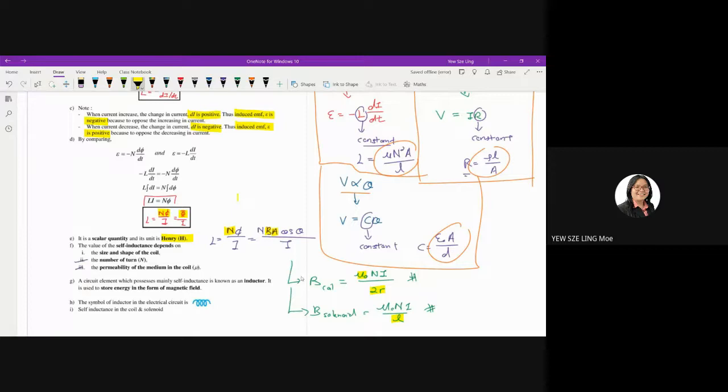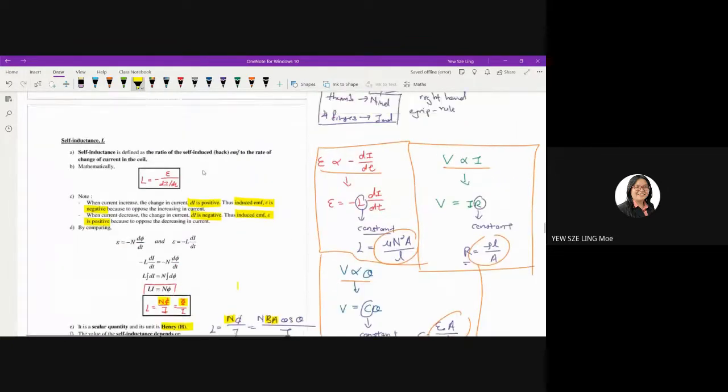Now, where is the I? The I is gone after you substitute into the equation, meaning that your inductance does not depend on current. It actually obeys what happens in the definition, because the definition says it is just a ratio, EMF over di over dt. So the change in current won't affect the value of L according to the definition.